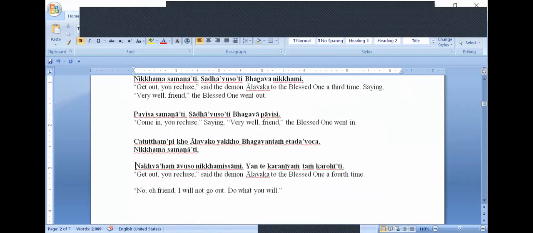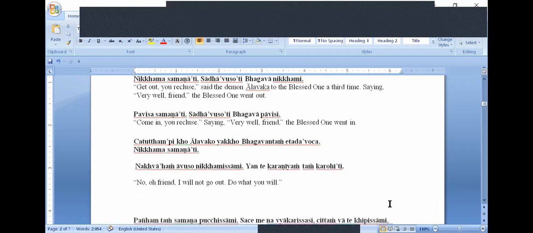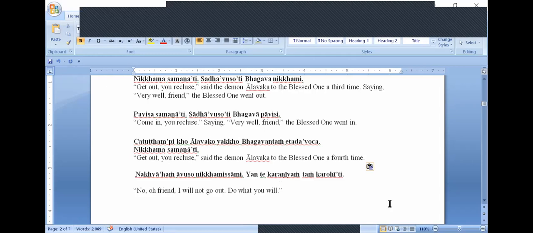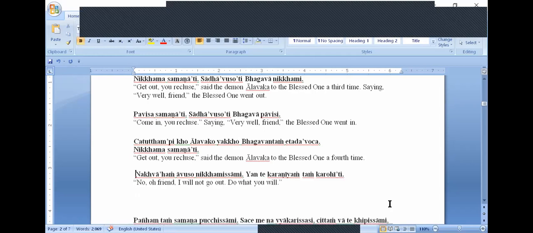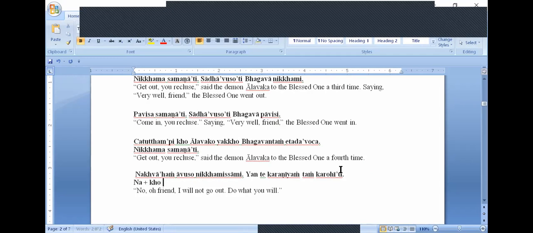Now the Buddha refused. He said, Na kho ahaṃ āvuso nikkhamissāmi, yaṃ te karaṇīyaṃ taṃ karohīti. Now you notice this, all right? This is the imperative. Na kho ahaṃ āvuso nikkhamissāmi, yaṃ te karaṇīyaṃ taṃ karohīti. Okay. Na is no. So how do you break this sentence? Na plus kho plus ahaṃ. Okay. So no.